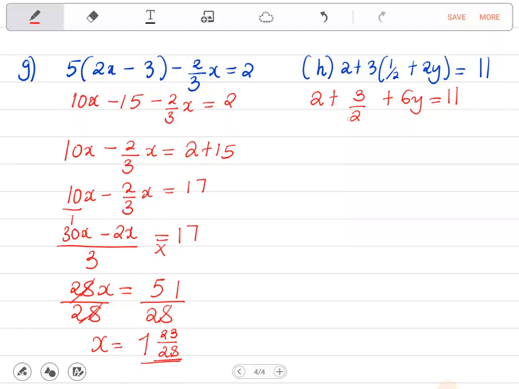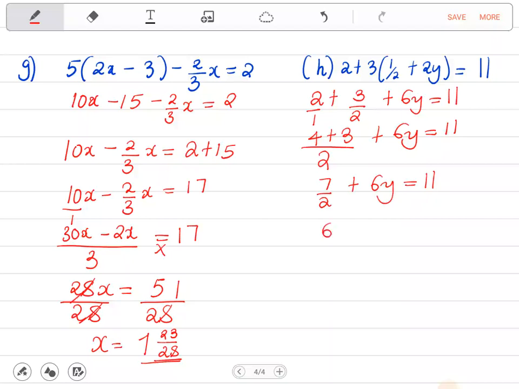Or you can first work out these two. There's no problem. You can say common denominator. You can have a 2 here. 1 into a 2 is just a 2, and that one you get a 4. 2 into 2 is just a 1, and a 3, you get that. We have a 6y and an 11 all together, right? So what we have here, we have a 7 over 2 plus a 6y equal to an 11.